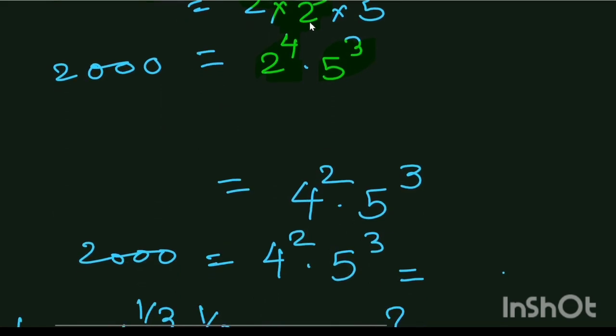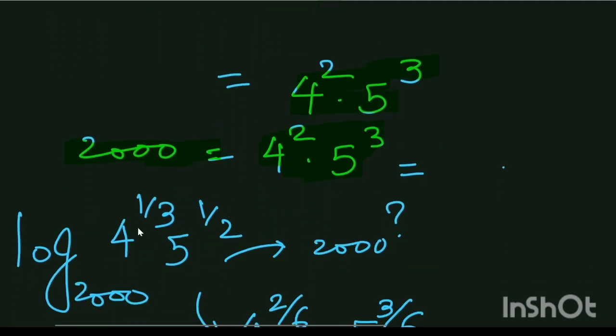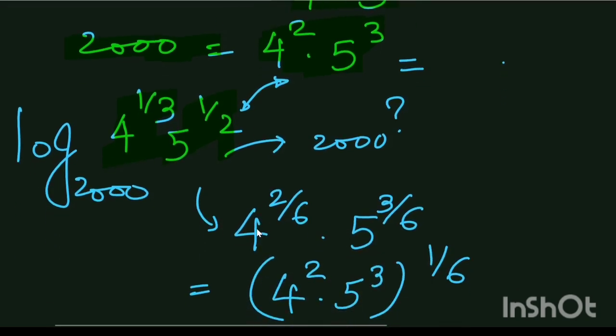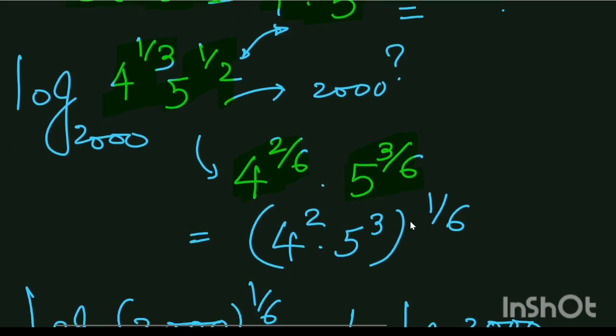Now 2 to the power 4, 5 cube can be written as 4 square, 5 cube. This is 2000. Now what is given in the question is 4 to the power 1 by 3, 5 to the power 1 by 2. So we need to find a relation between these two. 4 to the power 1 by 3 can be written as 4 to the power 2 by 6, and 5 to the power half can be written as 5 to the power 3 by 6.